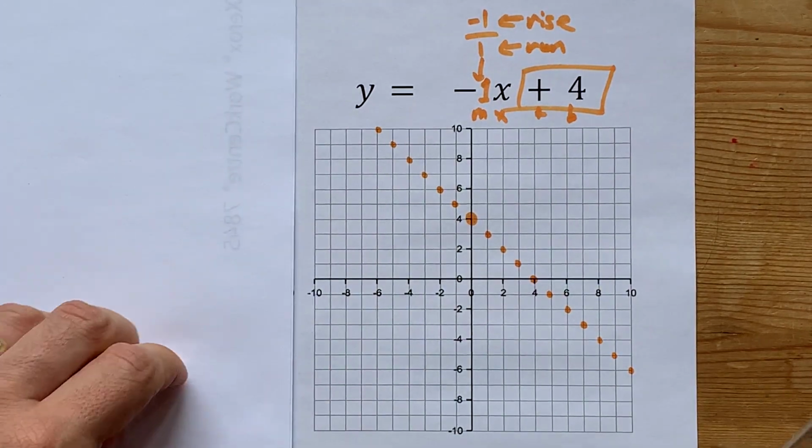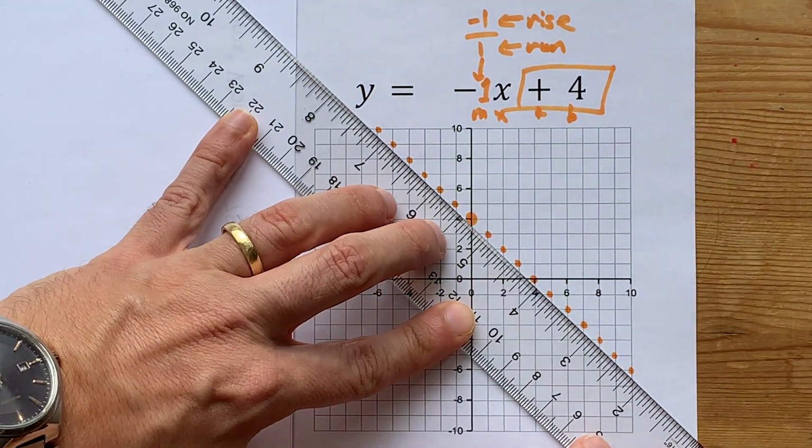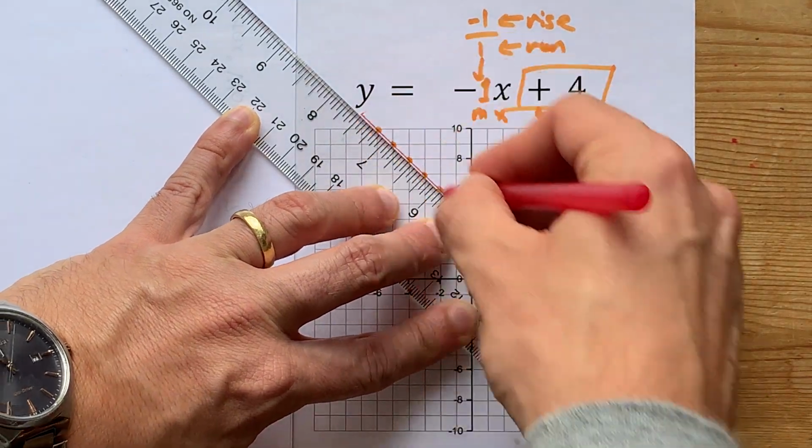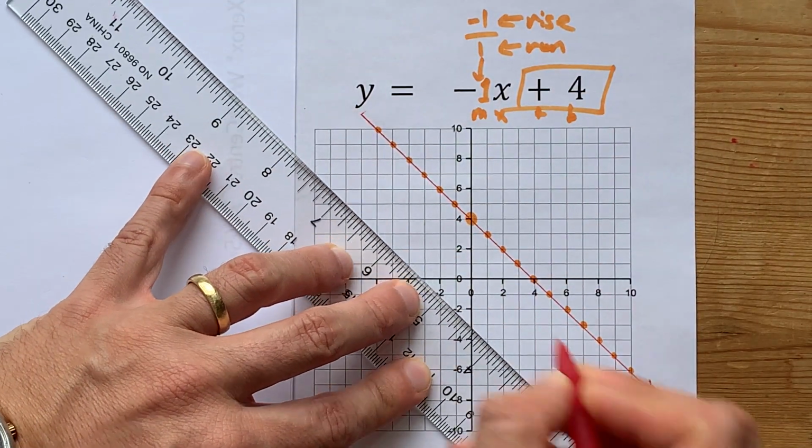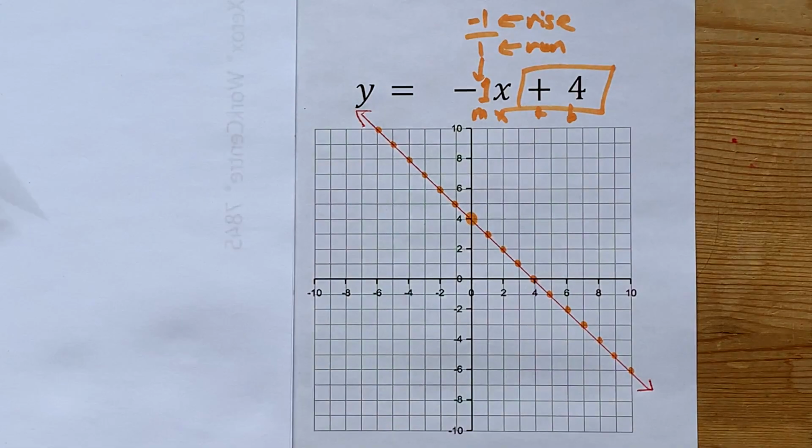Then, to finish drawing your line, use a ruler, connect all of those points, and don't forget to put arrows on both sides because that's what makes it a line and not just a line segment.